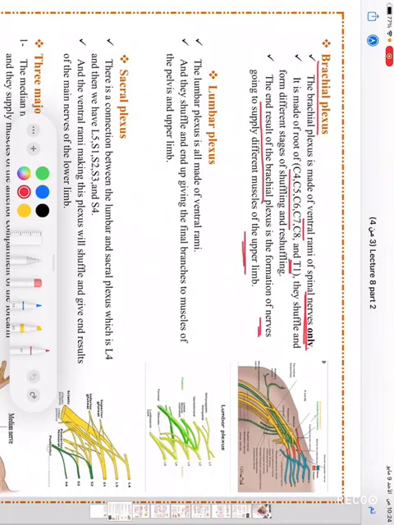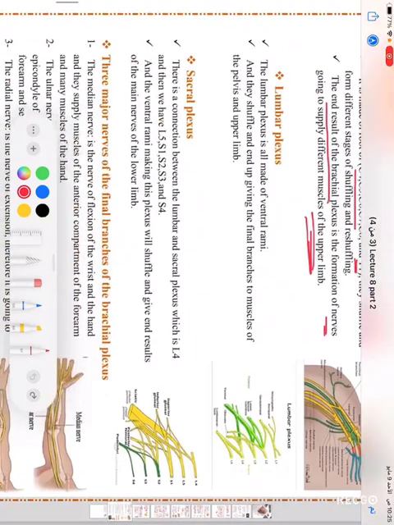يعني البراكيال بلكسس مسؤول عن عملية supplying للupper limbs اللي هو بيكون جاي من cervical 4 to 8 and thoracic 1، they shuffle وبيعمل لنا different stages من shuffling and reshuffling. Okay، والend results تبعتها أكيد بتكون formations of nerves going to supply different muscles of the upper limb.